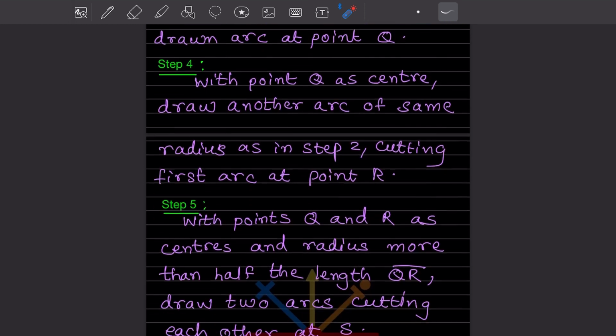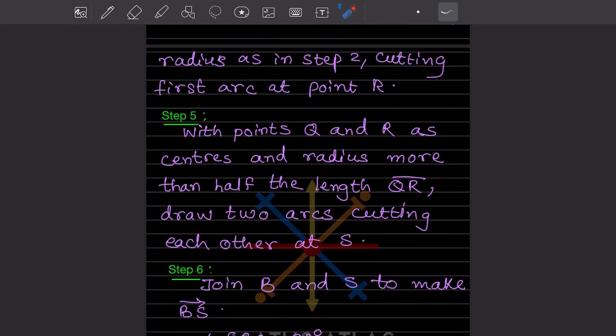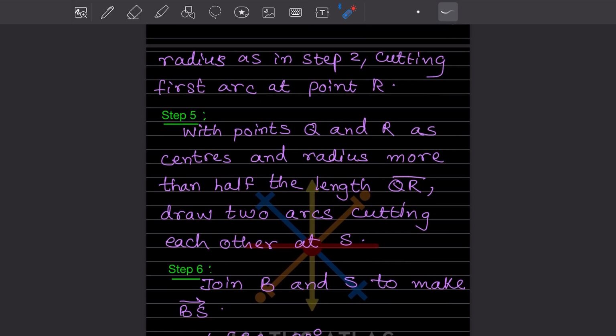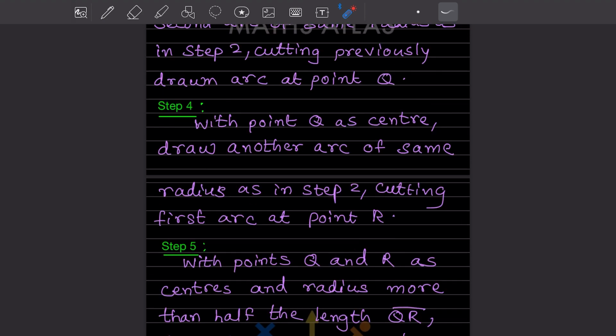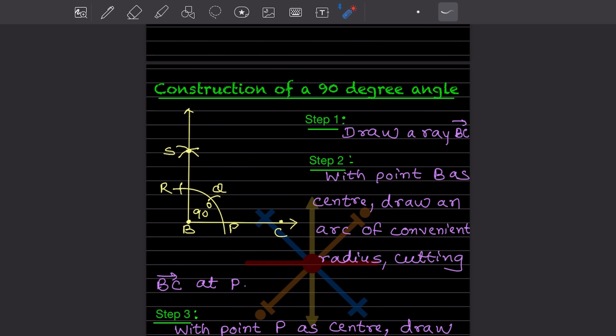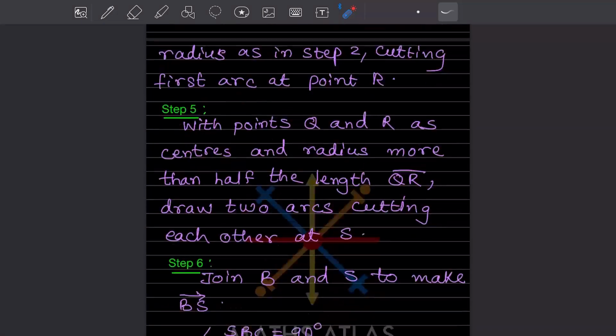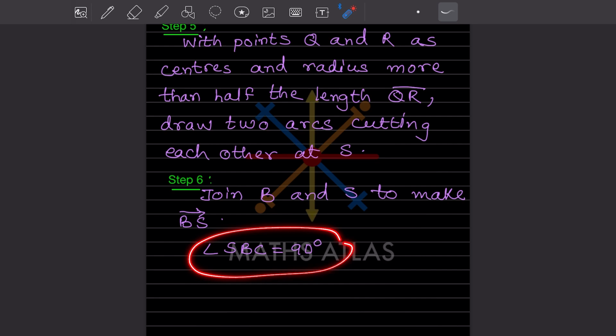So now what does the next step say? You cut S. So now you are going to join B and S to make the 90 degree angle. You are going to join B and S, whenever after cutting you get this point. You join this point and this point, and this will be the extended line. Whenever you measure this, it is going to be 90 degrees. So see here, they said angle SBC is 90 degrees.